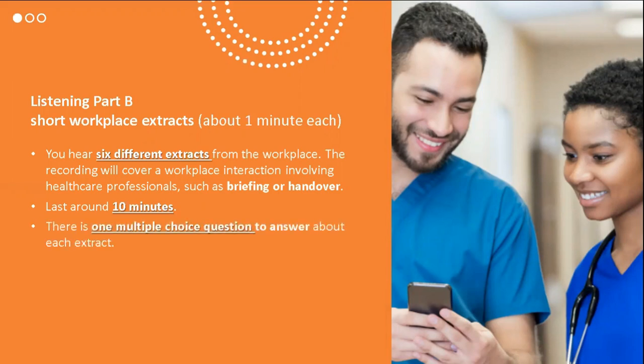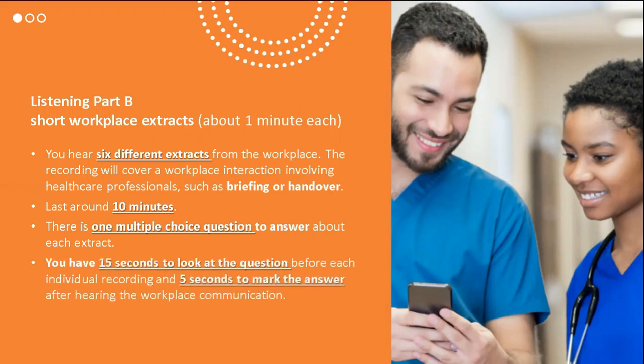In every question, there will be one multiple choice question to answer about each extract. This is multiple choice A, B, and C. You will be given 15 seconds to look at the question before each individual recording. Reading the questions and underlining the key ideas before you listen to the extract will help you in recognizing and listening for cues, maintaining your focus on the question, and avoiding becoming distracted by ideas mentioned in the answer options. After the recording, you will be given 5 seconds to mark your answer.